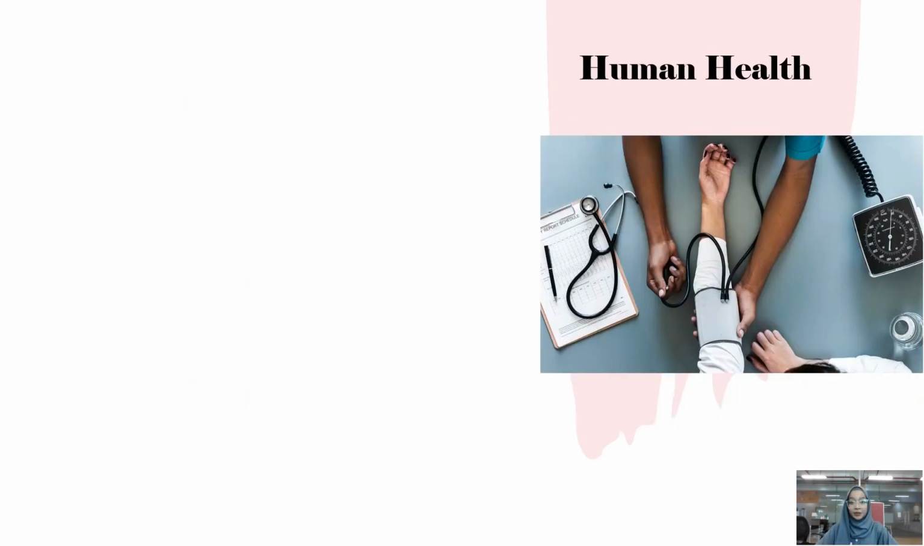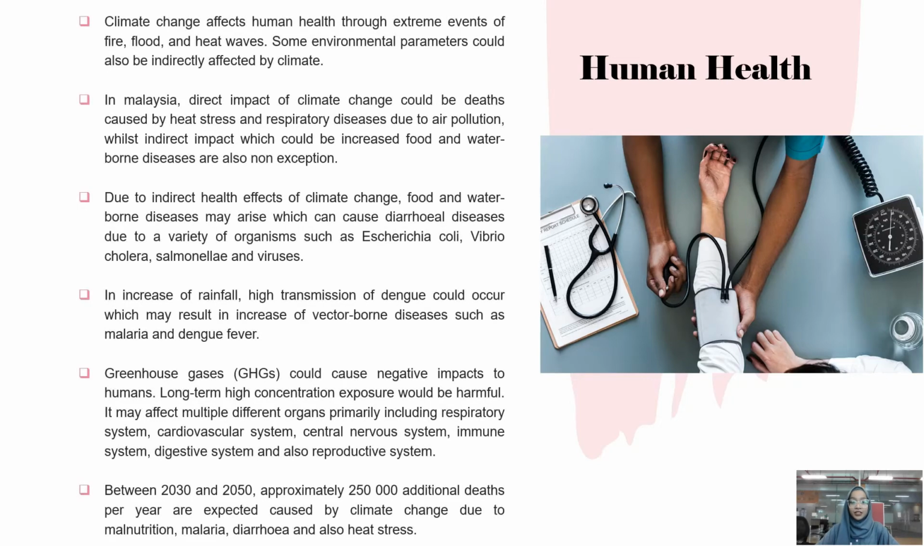Let's move on to human health. Climate change affects human health through extreme events of fire, flood, and heat waves. Some environmental parameters could also be indirectly affected by climate. In Malaysia, direct impacts of climate change could be deaths caused by heat stress and respiratory disease due to air pollution, whilst indirect impacts, which could be increased food and waterborne disease, are also not exceptions.